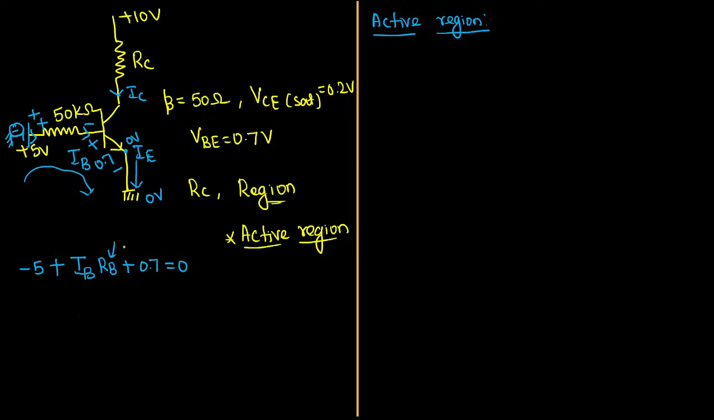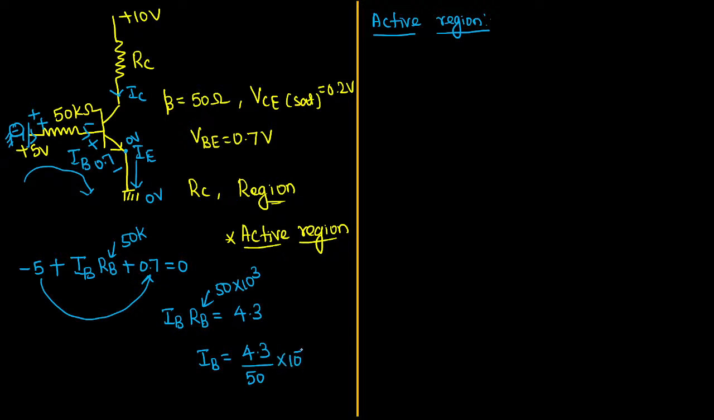Now the value of base resistance is also given as 50 kilo ohm. Then what is the value of IB? Shall we calculate? -5 plus 0.7 will be -4.3. If you pass -4.3 to the right side, it will become plus 4.3. So IB into RB equals plus 4.3. You know the value of RB, that is 50K. K means 10 power 3. From this, I can write the base current IB equal to 4.3 upon 50 into 10 power minus 3. Now, let me know what is the value of 4.3 upon 50.